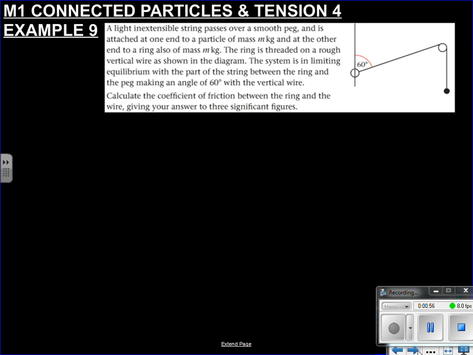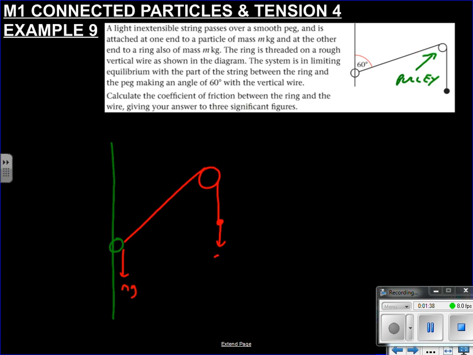Okay, so let's assume you've done that. Let's see if we match up. You don't want to be racing off doing this by yourself, but we are going to need to discuss this problem. So, we've got that smooth peg which basically acts as a pulley. Okay. I think we're going to need a bigger diagram than this. So, a nice big diagram. Here's my wire, which is a rough wire. Here's the ring. And the ring has a mass straight away, doesn't it? So, therefore, it has a weight mg. Here we have our string, here's the peg, and here's the mass here, also weight mg. There's going to be tension there, tension there, just like a pulley problem.